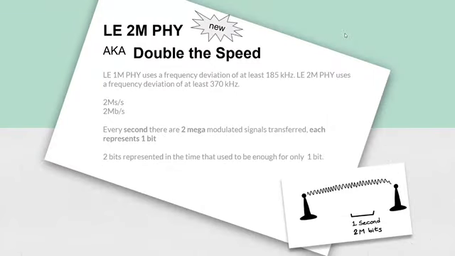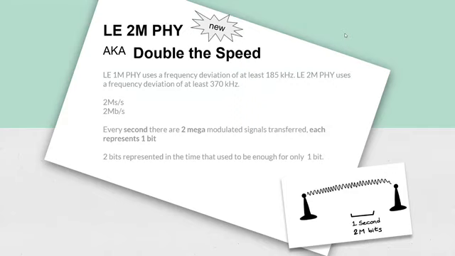The second new PHY option is the 2M PHY. This one operates at 2 megasymbols per second and thus enables higher data rates. Here as well, the modulation is binary Gaussian frequency shift keying. But while the LE 1M uses a frequency deviation of at least 185 kilohertz, the 2M PHY uses a frequency deviation of at least 370 kilohertz.